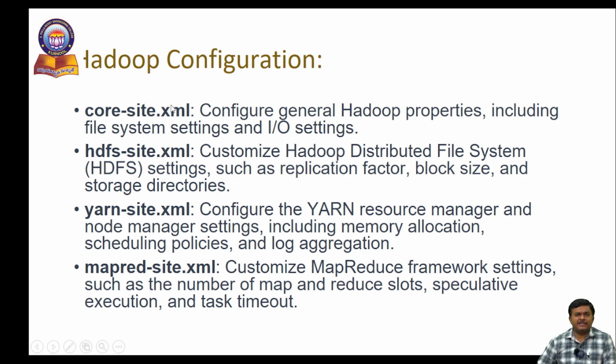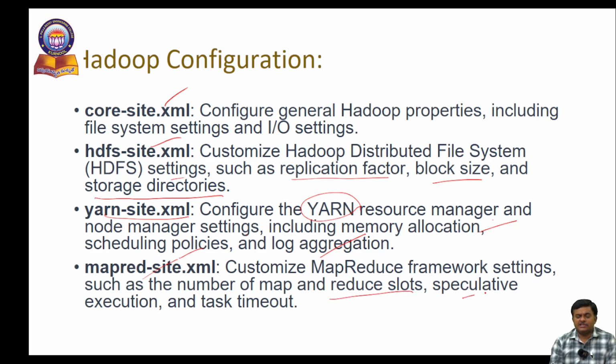Configure general Hadoop properties including file system settings and IO settings in the core-site.xml file. Next, hdfs-site.xml. It customizes Hadoop distributed file system settings such as replication factor, block size, and also specifying the storage directories. Yarn-site.xml. It will configure the YARN resource manager and node manager settings including memory allocation, scheduling policies, and also log aggregation. Next, mapred-site.xml. It customizes MapReduce framework settings such as the number of map and reduce slots, speculative execution, and also task timeout.